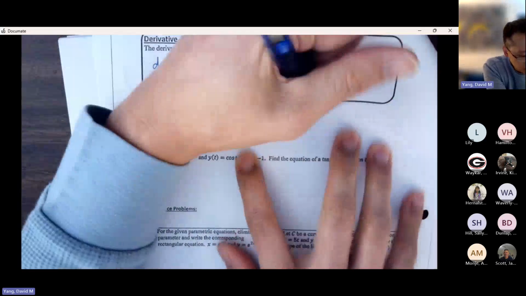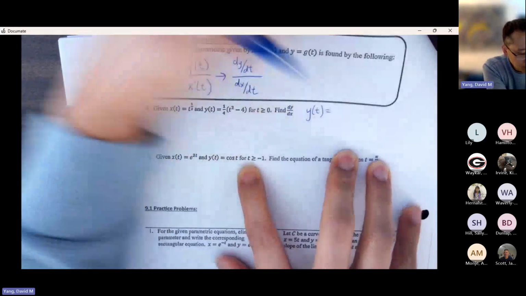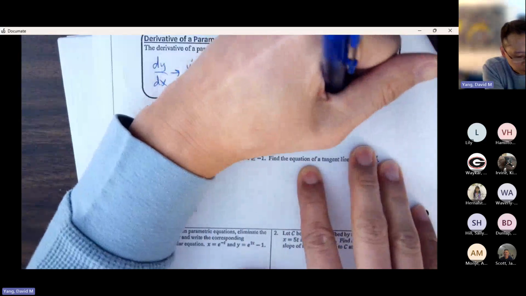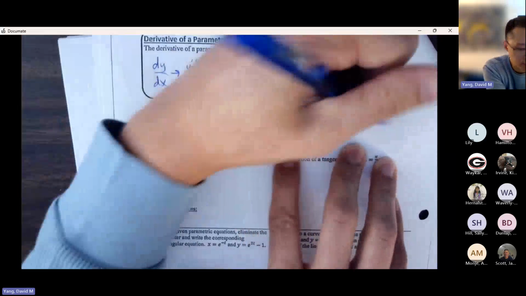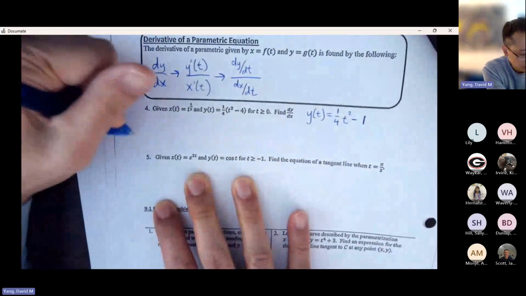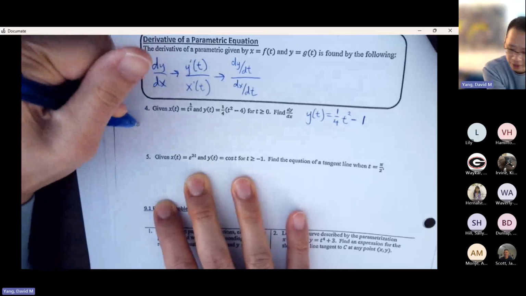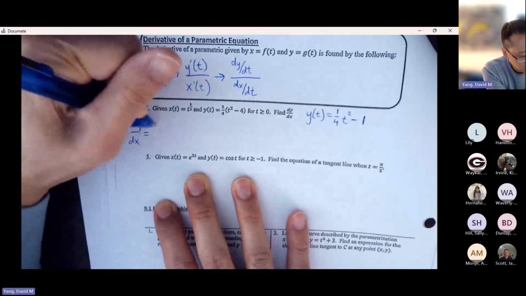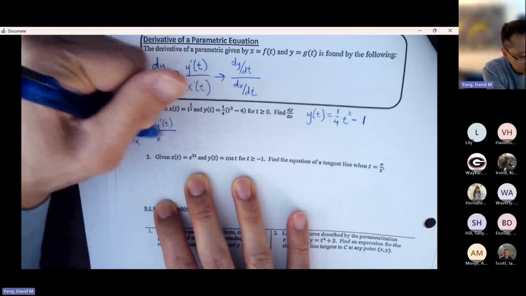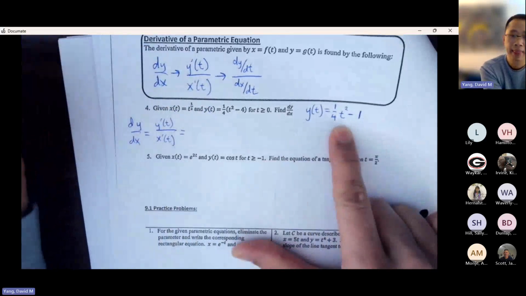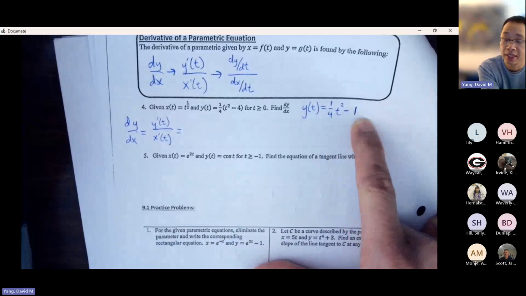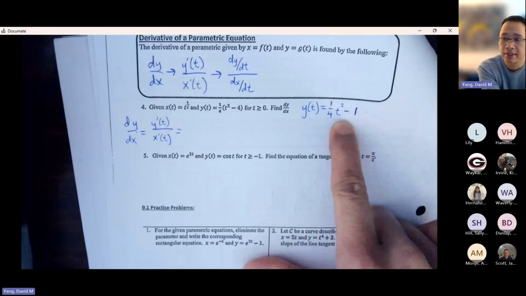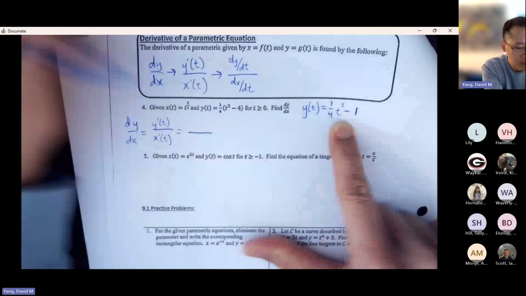Let me just clean up y a little bit here. Y of t, I'm just going to distribute that 1/4 through. So 1/4 t squared minus, distribute the 1/4 times -4, I get -1. So I'm just going to follow this formula here. So dy/dx is just y prime divided by x prime. This is already in terms of time here. So when we find the derivative, we don't attach a d over dt. I mean, technically it's dt over dt, but we can leave that out since we know t is already the independent variable.